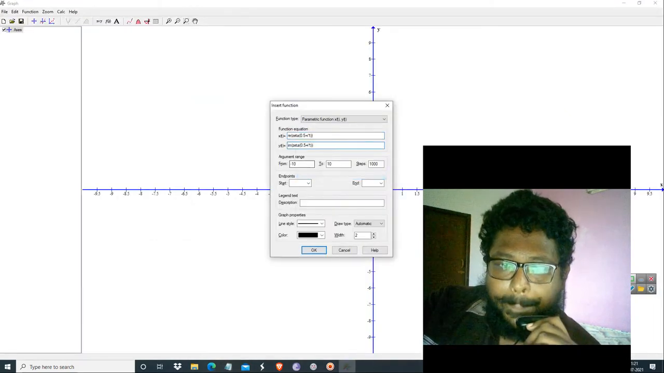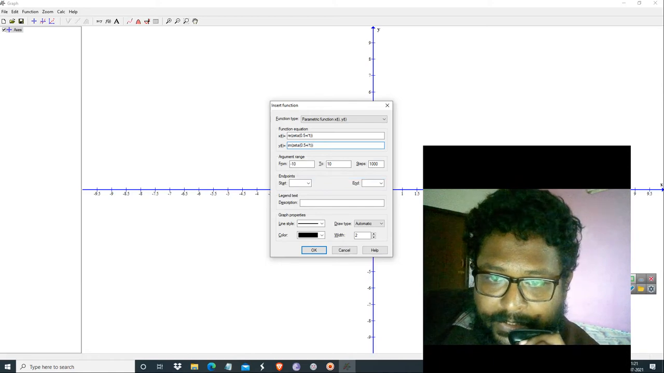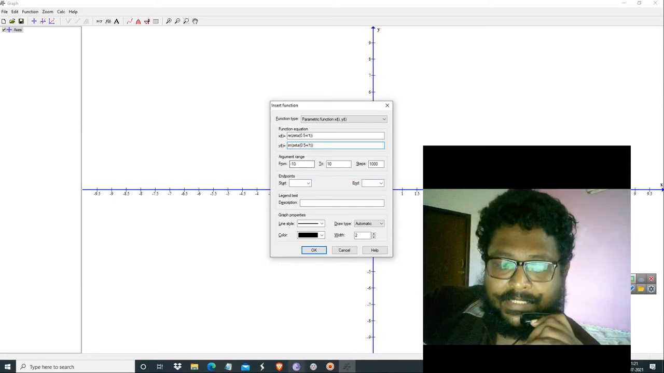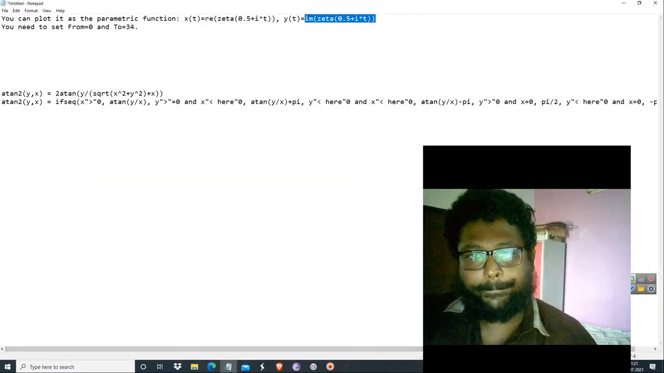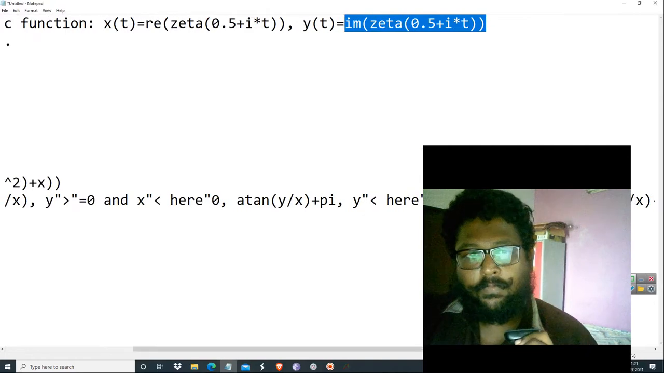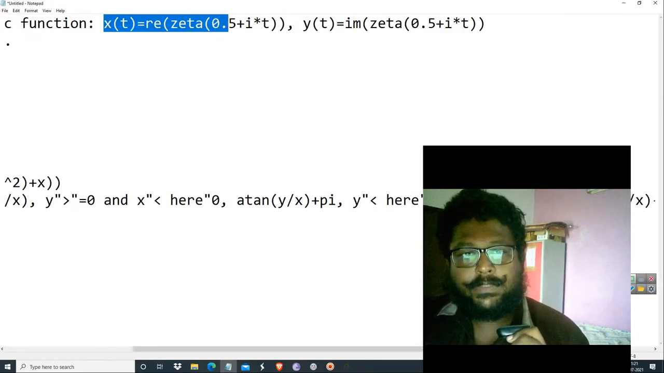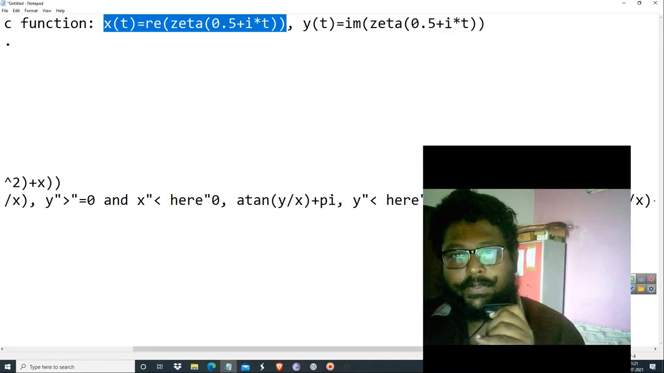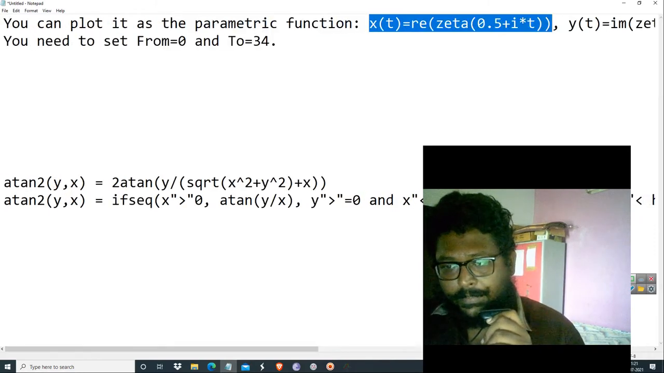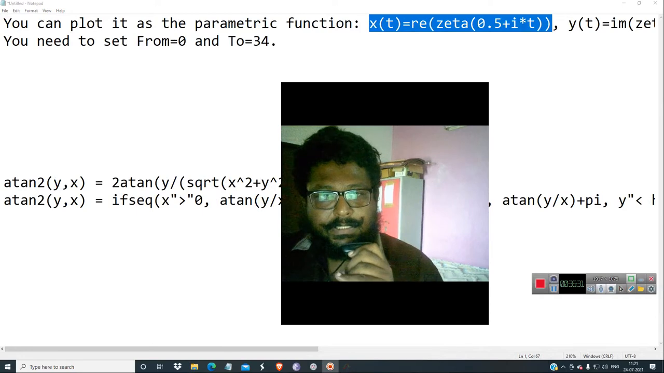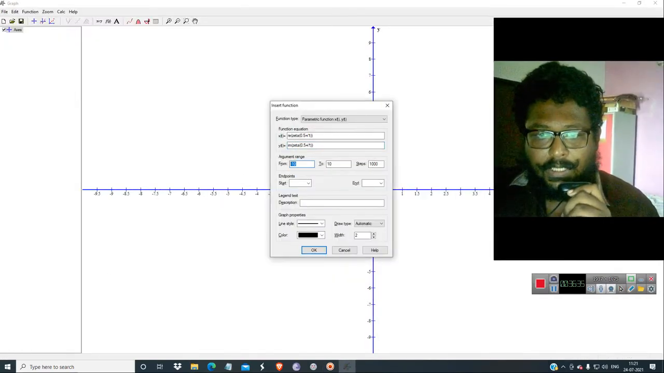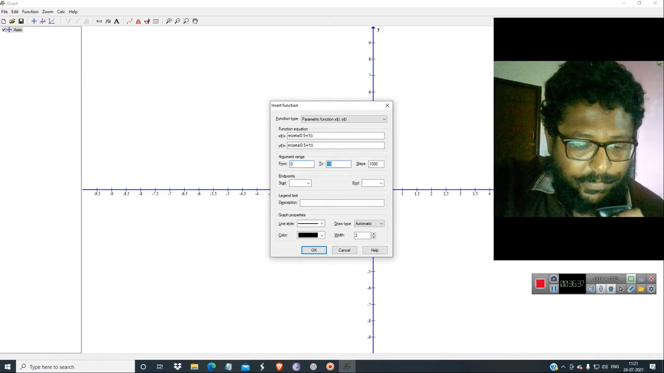So this is 0.5 plus i t. It is the Riemann zeta function's imaginary part. So let me show you again. This is the function. For x of t, you're just plotting the real part of zeta of 0.5 plus i t, and for y of t, you're plotting the imaginary part. So again, you get it over here, and this is from 0 to 34, which will be visible for you.